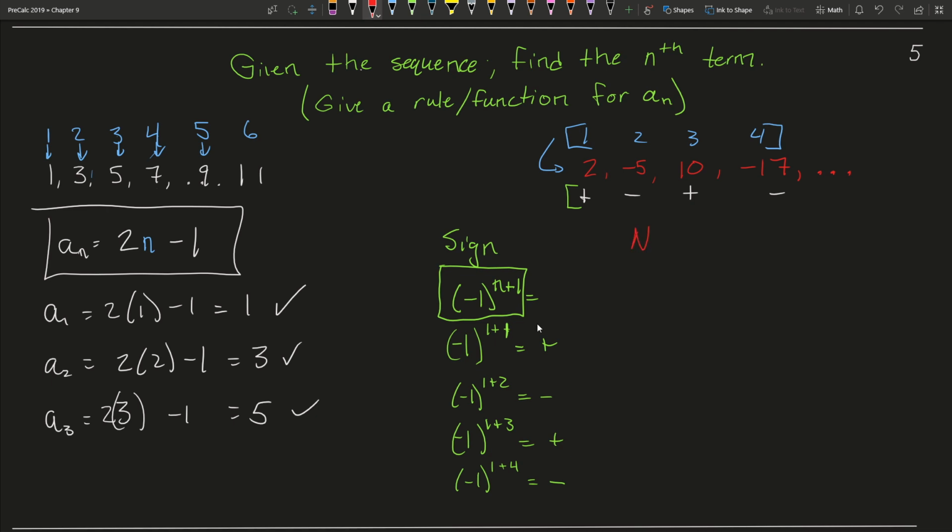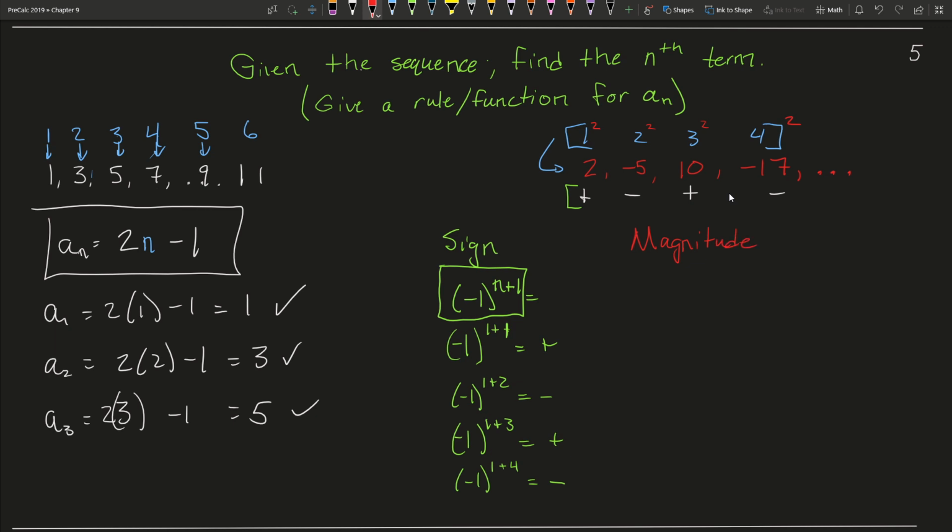And then our magnitude, again, we have to just take a step back and look at just the red numbers. So we don't have to worry about the sign right now. We just have to worry about the actual numbers. So 2, 5, 10, and 17. And again, if I do that, I notice that if we square each of the numbers of the term, we're going to get really close to the term itself. Okay, so 1 squared, that's going to be 1. 2 squared, that's going to be 4. 3 squared, that's going to be 9. 4 squared, that's going to be 16. Okay, so in each case, we're only 1 away from the actual magnitude of that number.